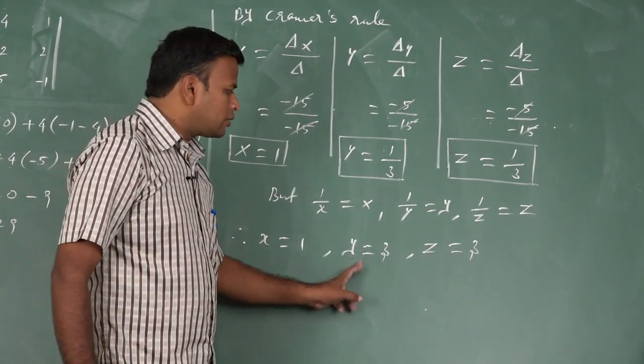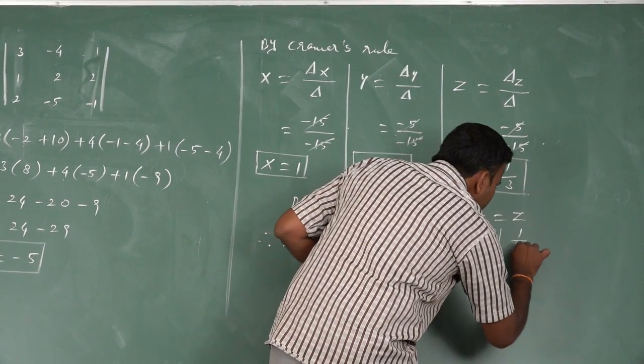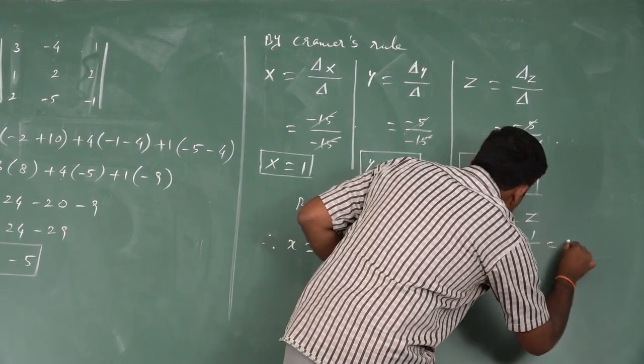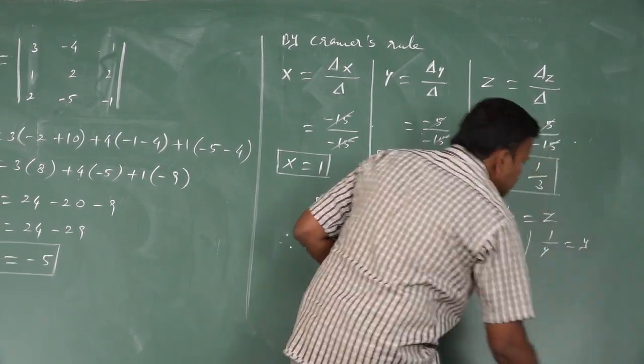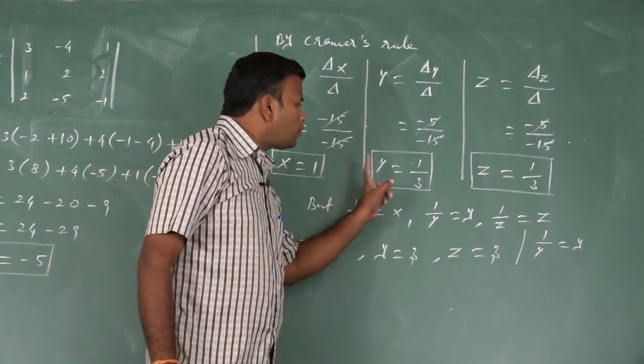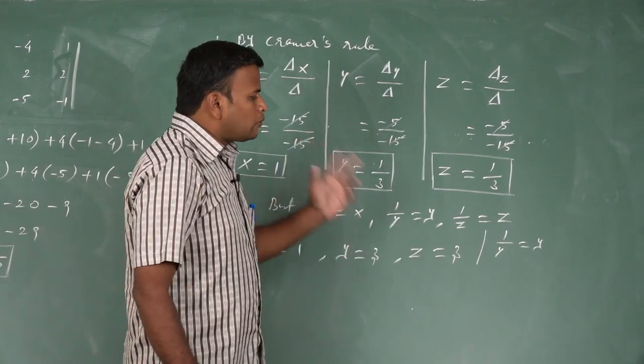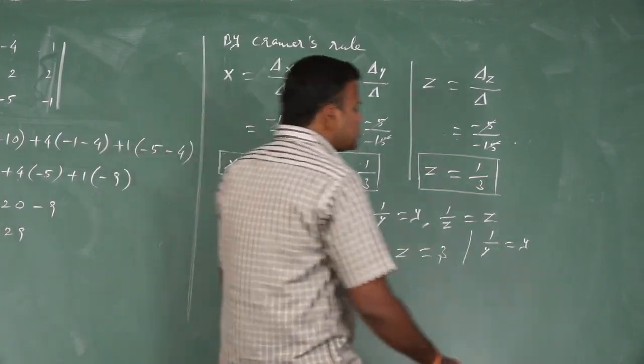You identify how to get y is equal to 3. 1 by y is equal to small letter y. Now we found the value of capital letter Y is 1 by 3. Okay. So capital Y is 1 by 3. So taking reciprocal.